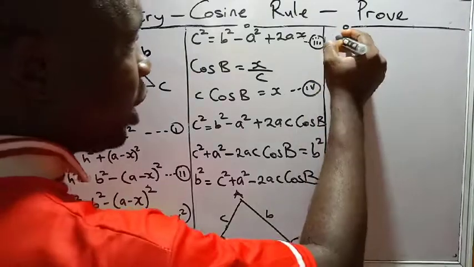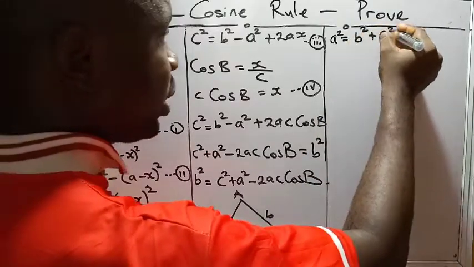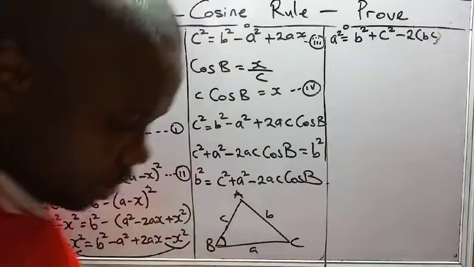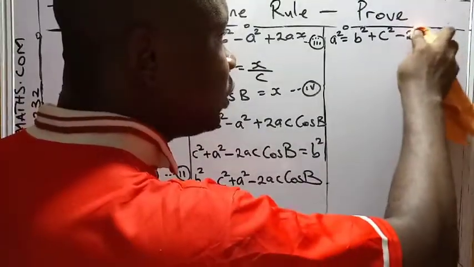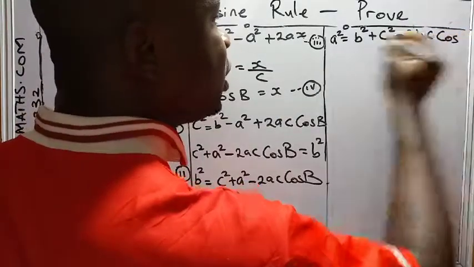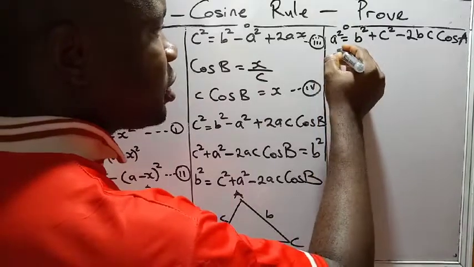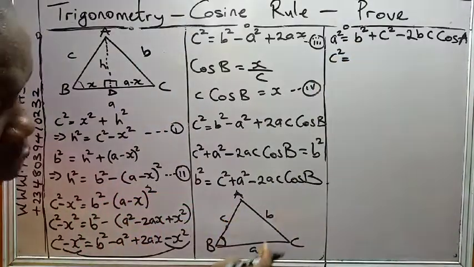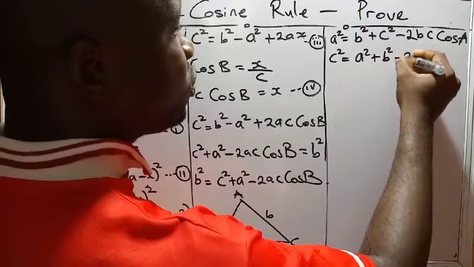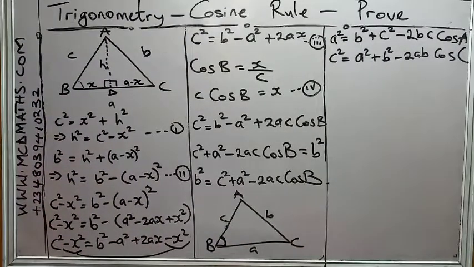If you want to work with a squared now, a squared will be equal to the sum of the two squares, which is b squared plus c squared, then minus 2bc cos A. So we already know B. If we do that for C, c squared will be the sum of the squares of both sides, that's a squared plus b squared minus 2ab cos its angle, C. The angle included, that angle there.